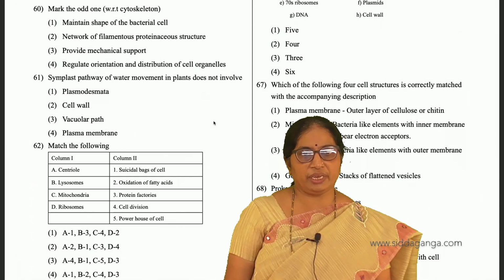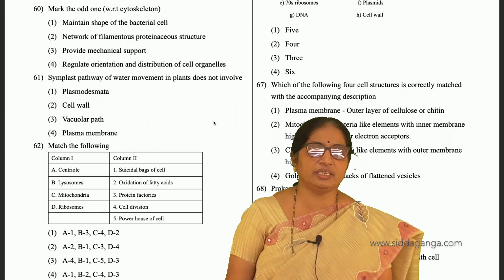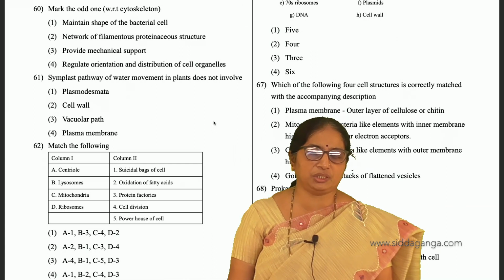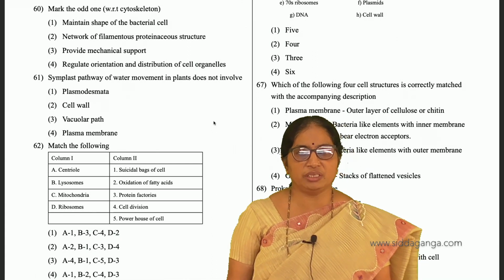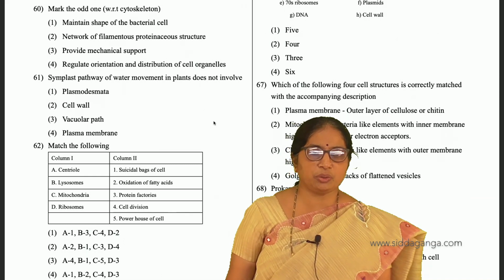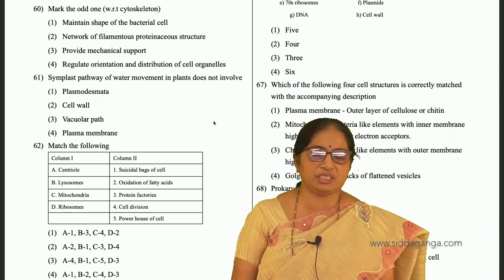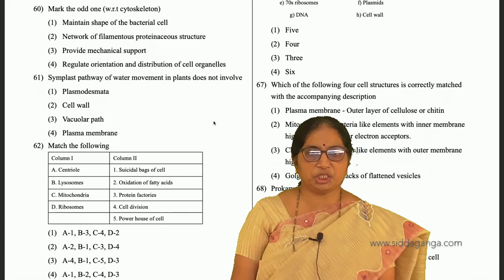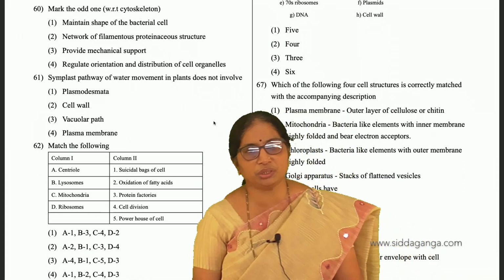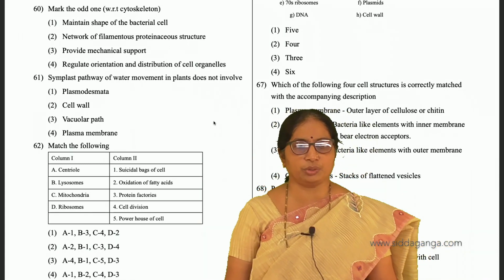Maintain shape of the bacterial cell, network of filamentous proteinaceous structure. Of course, the skeletal structure, cyto means cell, skeleton means the skeleton of the cell. So, they are referring to the various cytoskeletal, microtubule-like structures present in the cell which will maintain the shape of the bacterial cell. Cytoskeletal structures are not present in the bacterial cell because they are prokaryotes.